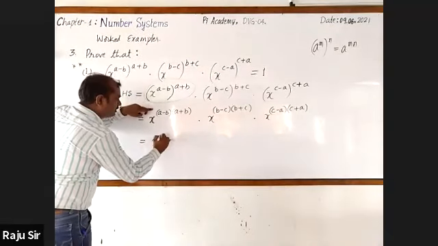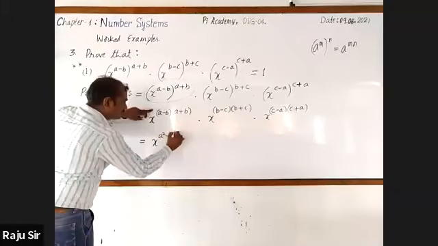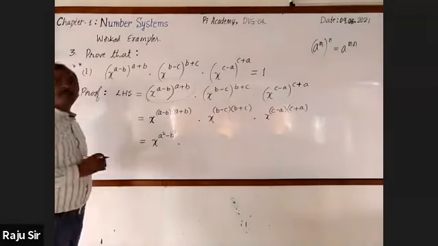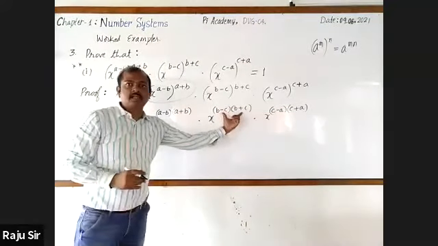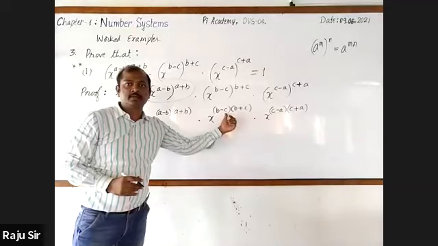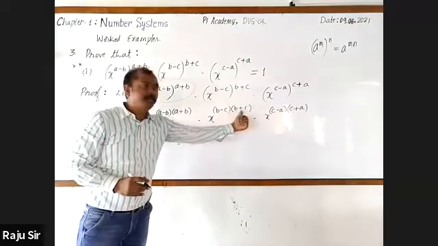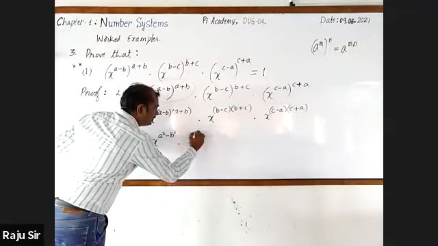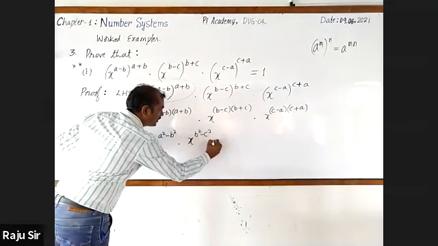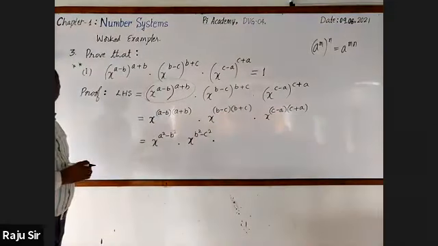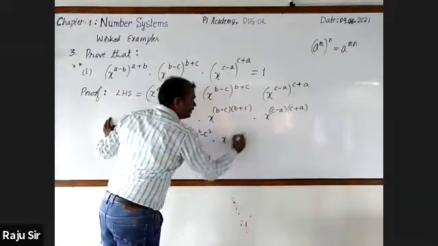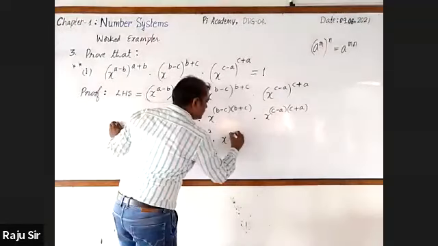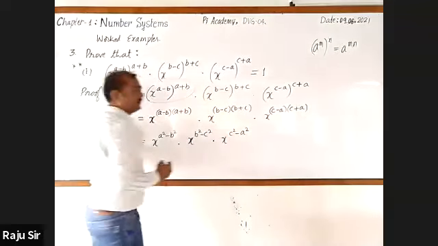X raised to the power a square minus b square into. Similarly, it is also of the same form, a plus b into a minus b, and this can be written as b square minus c square. Right? X raised to the power b square minus c square into. Next, the third one, c plus a into c minus a, can be written as c square minus a square. Yes, sir.